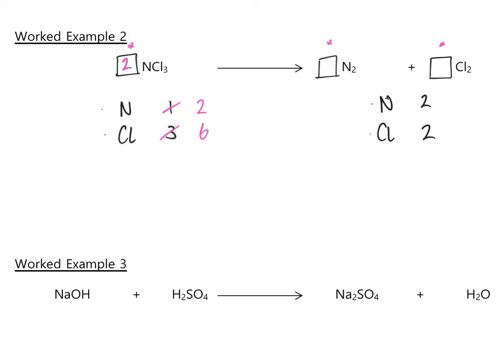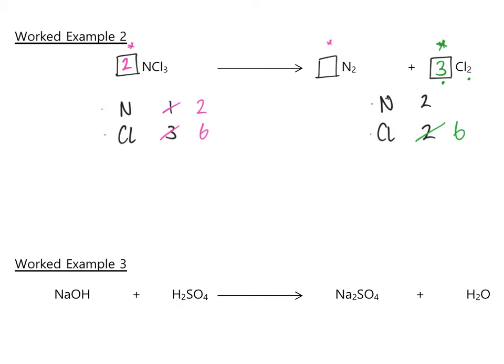So what do I need to do to balance my chlorines? Well, I have 6 on the left and 2 on the right. So I'm asking myself, what number do I need to put in this last box to get 6 chlorines? So what number will multiply by 2 to give me 6? Well, that's going to be 3, because that's now 3 times 2 which is 6. So again, I'm updating my list as I go along. Now you can see that the lists match. I have the same number of nitrogens and chlorines on both sides of the equation.